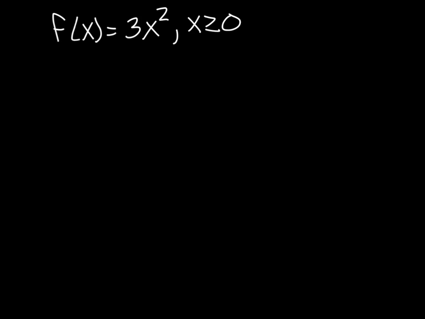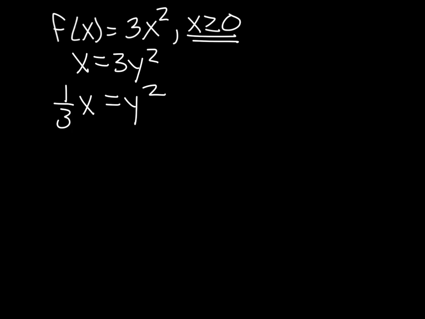So here's another one. Say I wanted the inverse of 3x squared with a restriction of x is greater than or equal to 0. That means that x equals 3y squared. First we have to divide by 3, and then we can take the square root. And because we are restricted, think about it this way. This said x is greater than or equal to 0. Well, when I switch to x and y, I switch there too.